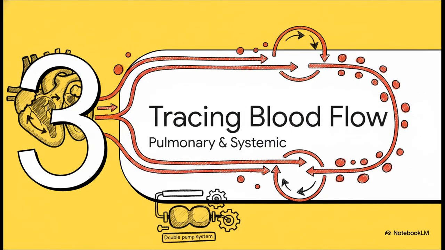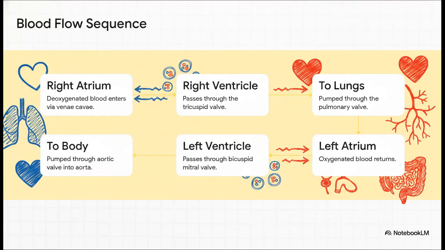Moving right along to Section 3, tracing the blood flow, the pulmonary and systemic circuits. Now that we know the architecture of the rooms and the doors, let's trace the dynamic one-way flow of blood through this incredible double pump system. Listen, this sequential, 6-step journey is the absolute bedrock of cardiovascular physiology. You literally have to know this cold.